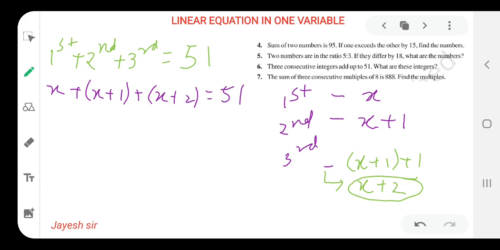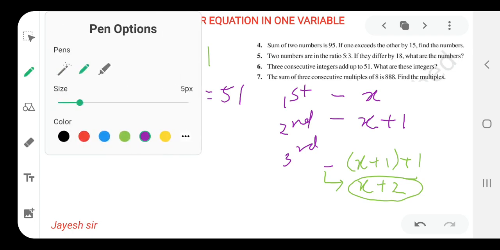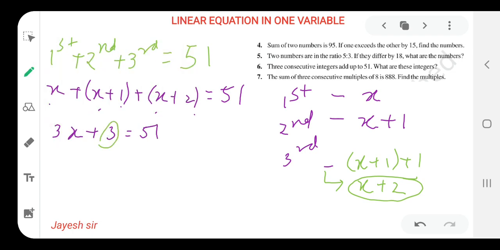Now what we have to do? We have to just sum this side. So x plus x, that means 2x, and 2x plus x, that means 3x we are getting. Now with numbers, 1 plus 2, that means 3 we are getting, equals 51. Here 3 is in plus. After going to the other side, as per transposition, it will become minus. So it will become 51 minus 3, that means 48, equals 3x.